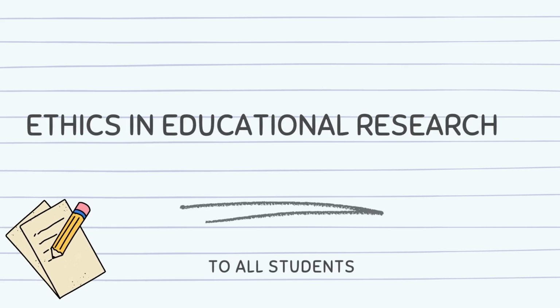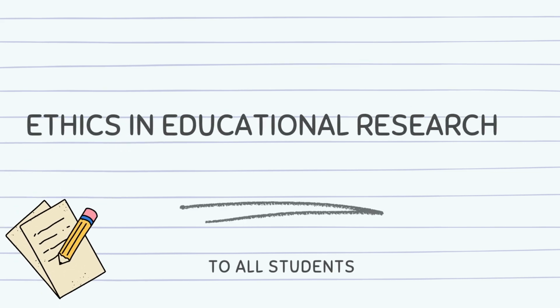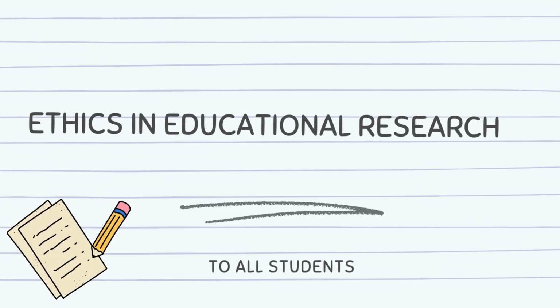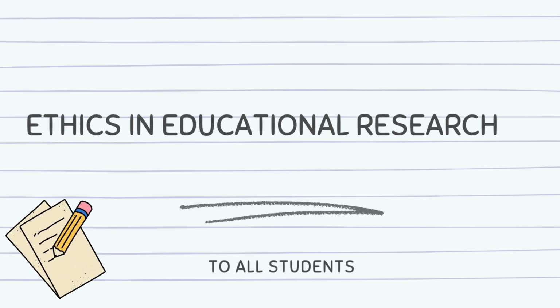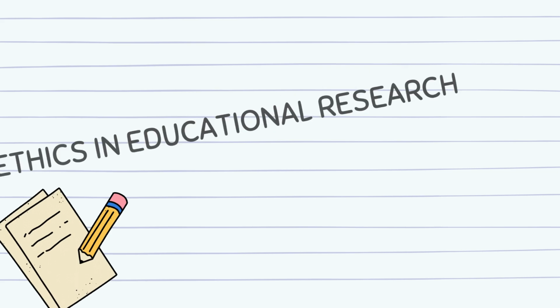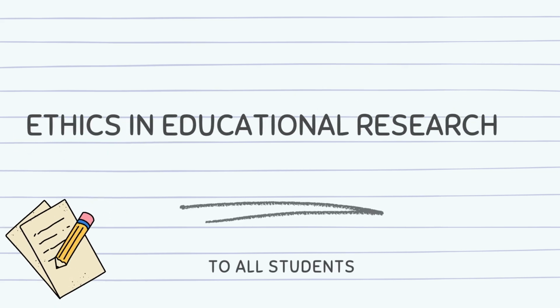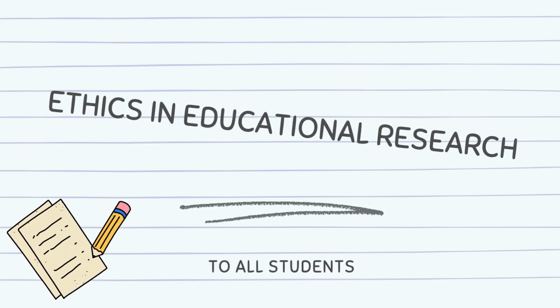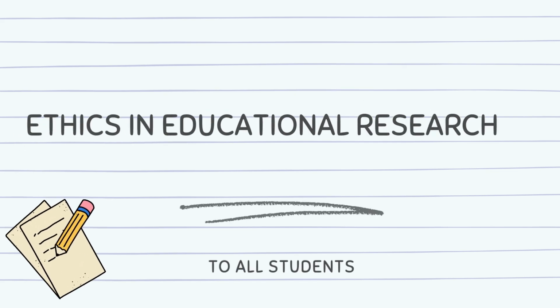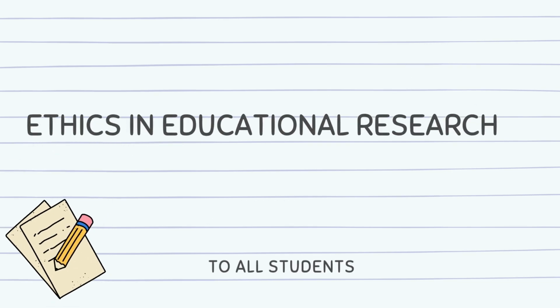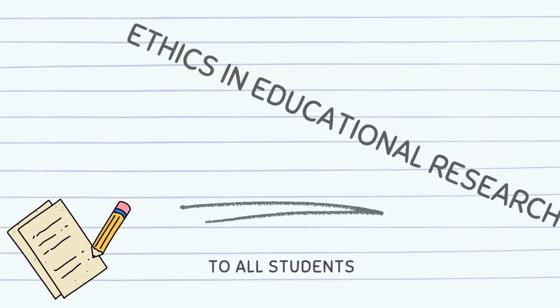Confidentiality and anonymity. Maintaining participant privacy is crucial. Confidentiality means that information collected from participants will not be disclosed in a way that identifies them unless they give permission. Anonymity goes a step further by ensuring that even the researcher cannot link responses to individuals. In thesis writing, using pseudonyms or codes to represent participants is a common practice. For example, a teacher named Ms. Santos might be referred to as Teacher A to protect her identity.